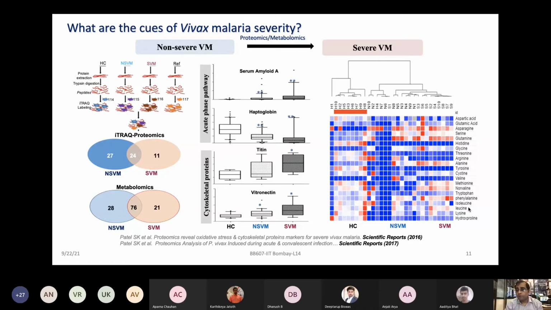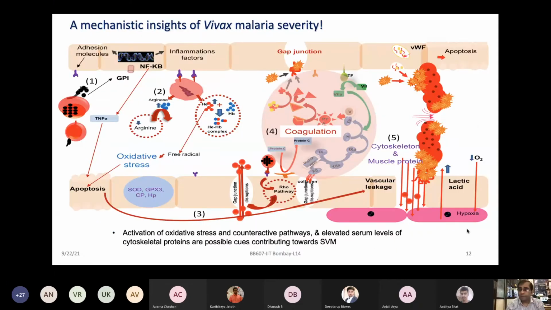So what I'm trying to give you is a flavor that even if you are investigating a problem totally out of the box, totally from scratch, using these technologies, very quickly you can get some very novel insight into what is happening as the disease progresses, and what could be good candidates which can be used for the diagnosis of the disease. All that I talked to you about was the Vivax malaria, and for the very first time we showed an understanding of this Vivax malaria in a much better way, which was not known earlier. And for the first time we showed pathways of how the oxidative stress pathway and the level of cytoskeletal proteins give further rise to the severe form of Vivax malaria.